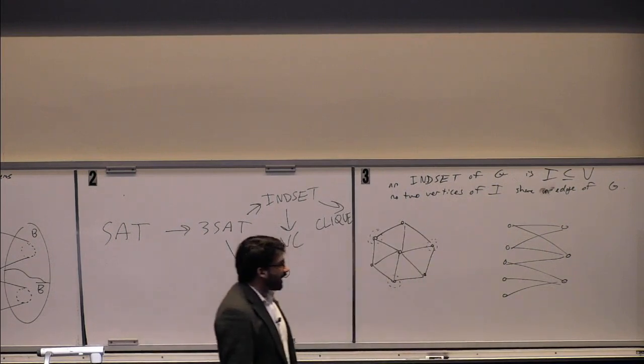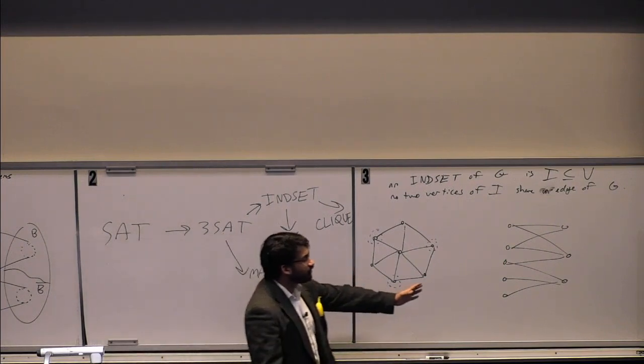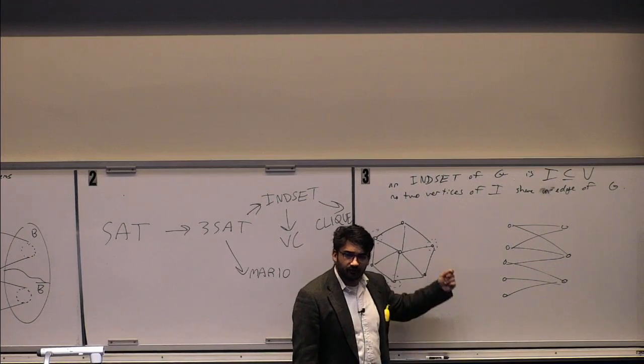What is a maximal independent set in a bipartite graph? You guys know what a bipartite graph is, right? A bipartite graph is a graph where you can partition the vertices into 2 halves such that none of the edges are going between each half. Right?